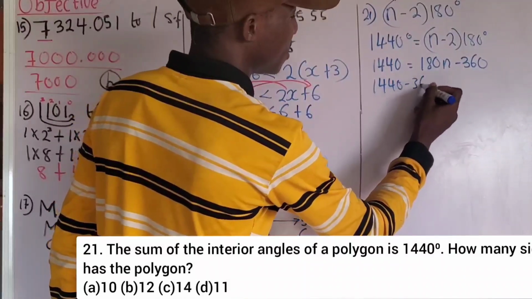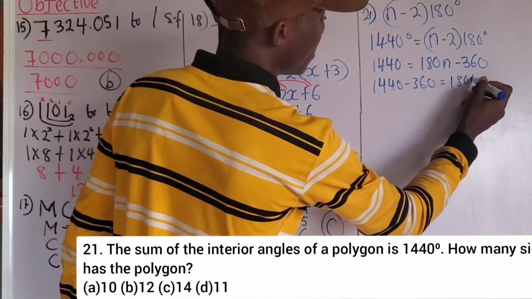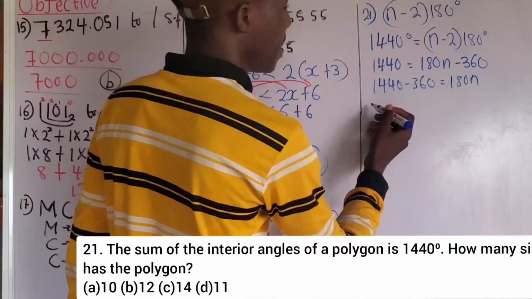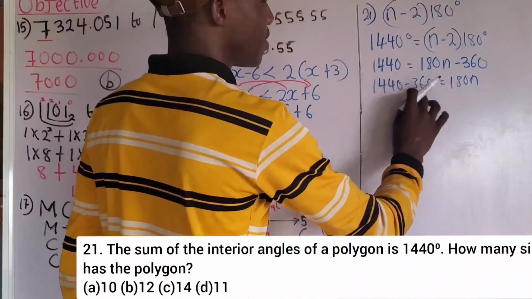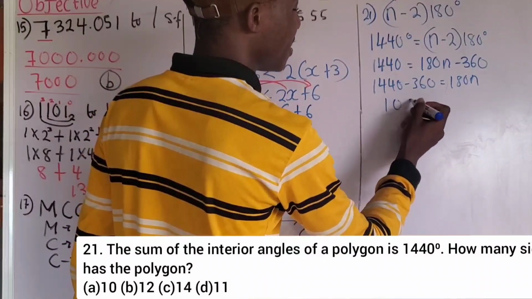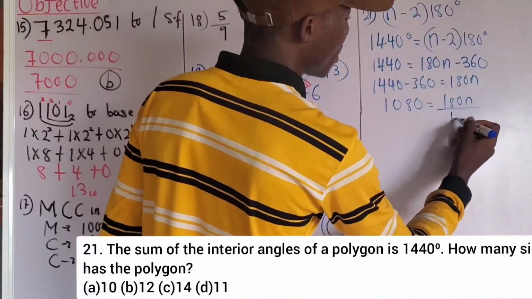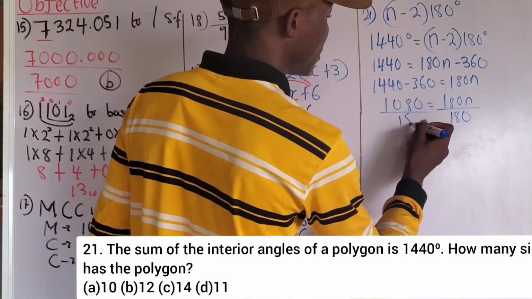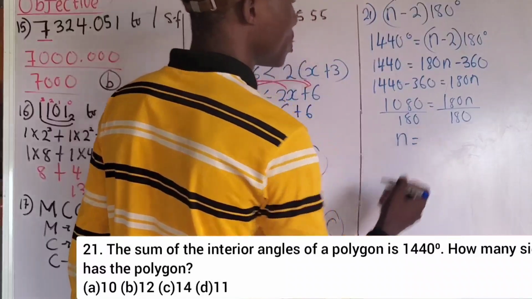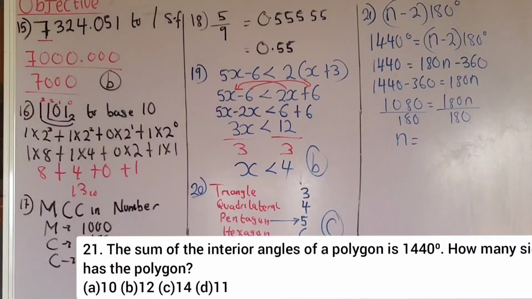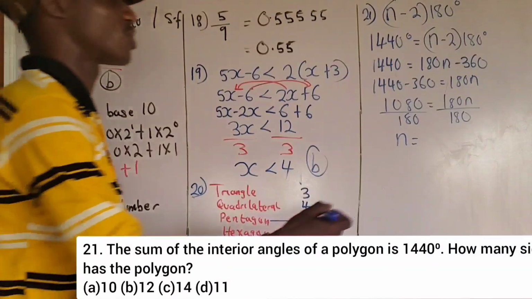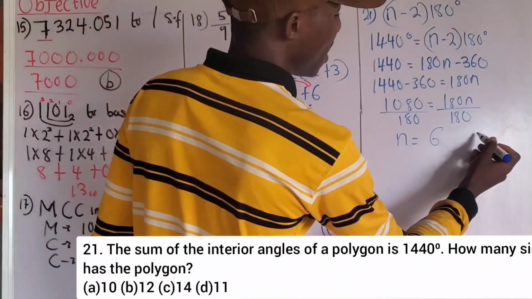1440 minus 360 is equal to 180n. Now, this minus this will give me 1080 equals 180n. So divide both sides by 180. This over 180. So n is equivalent to 1080 divided by 180. That is 6. You understand? So n is equal to 6. So we have 6 sides.